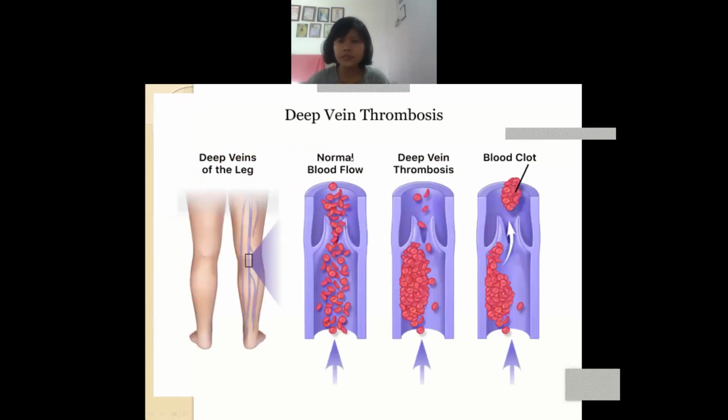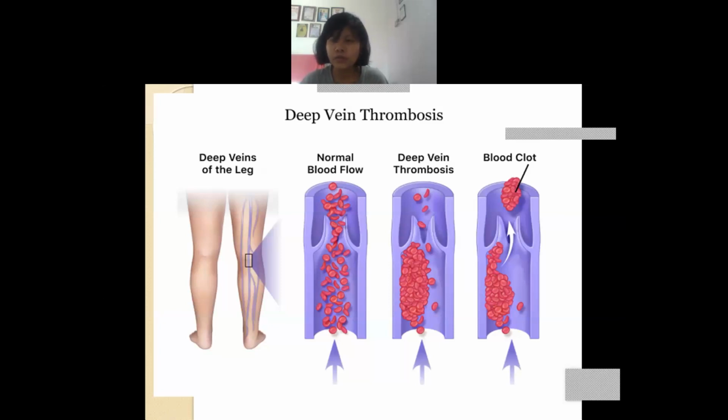Okay, so this is deep vein thrombosis. Deep vein thrombosis usually occurs in the deep vein. Understand? This is the normal blood flow. The blood will flow in this direction, that is in the upward direction, towards the heart. But in deep vein thrombosis, the function will be abnormal.